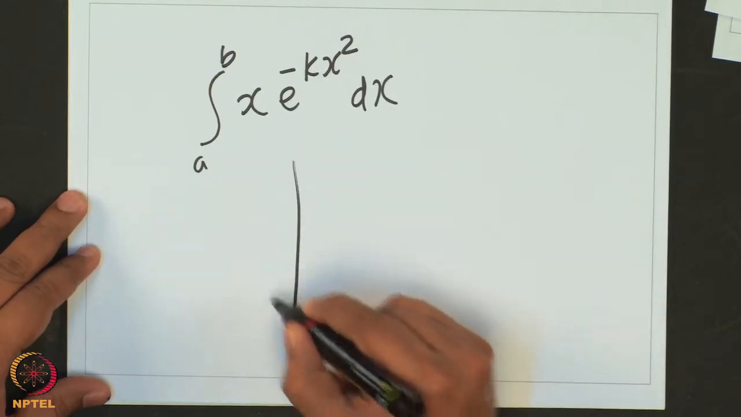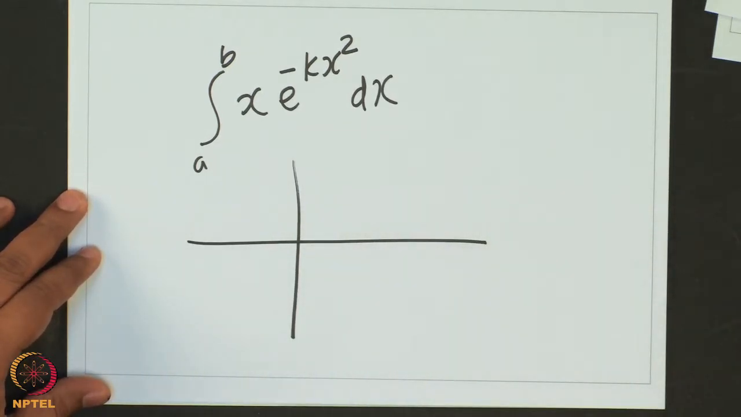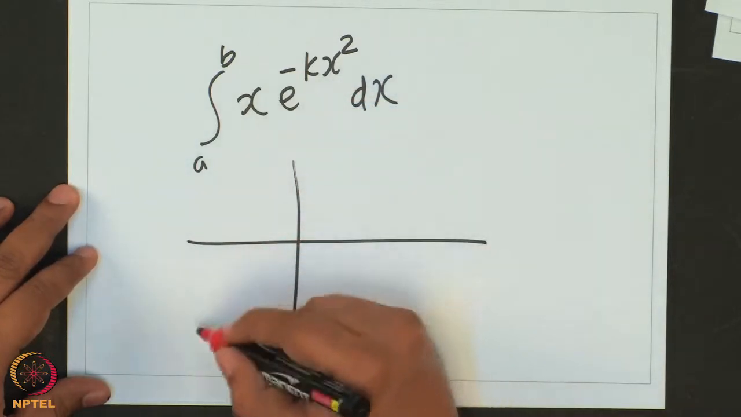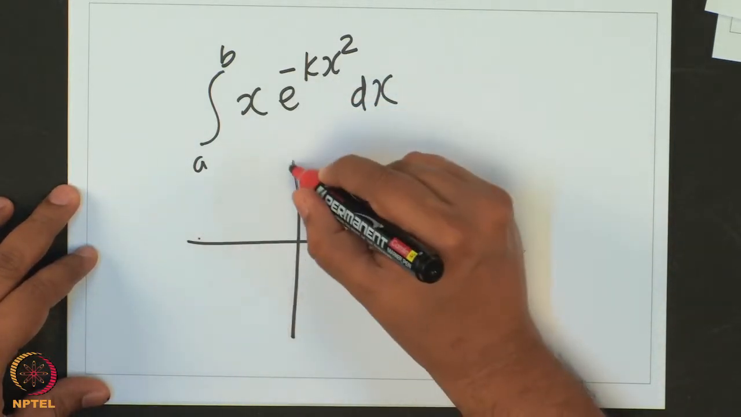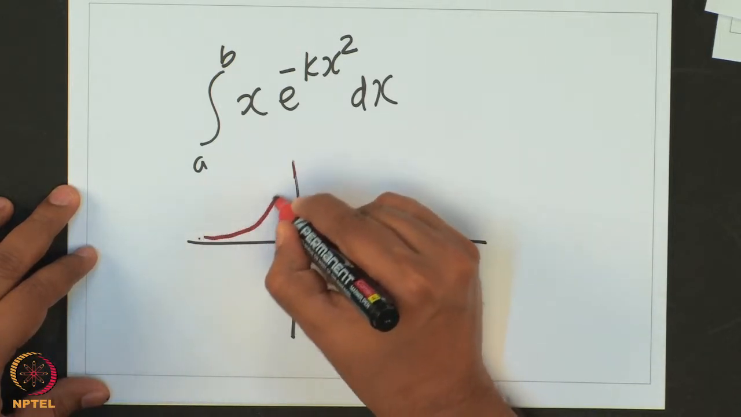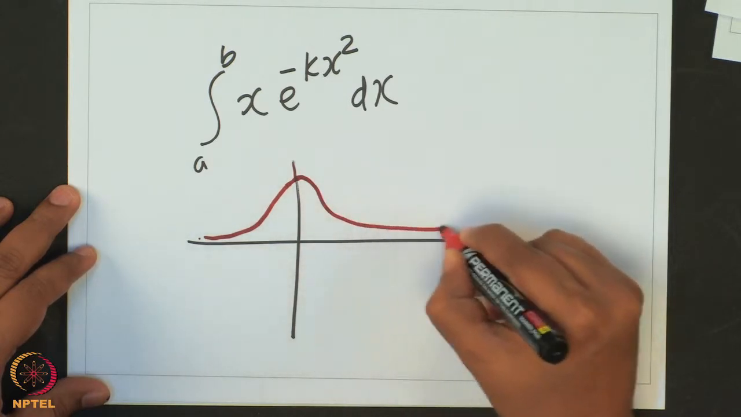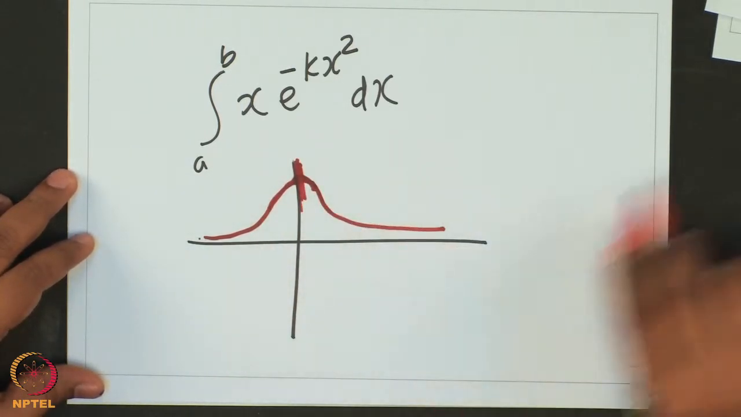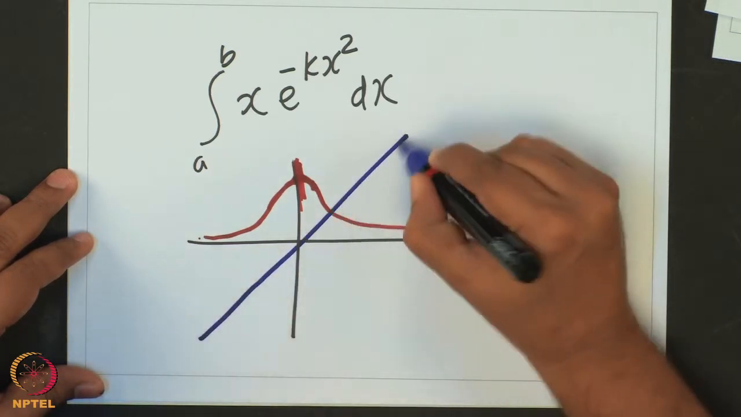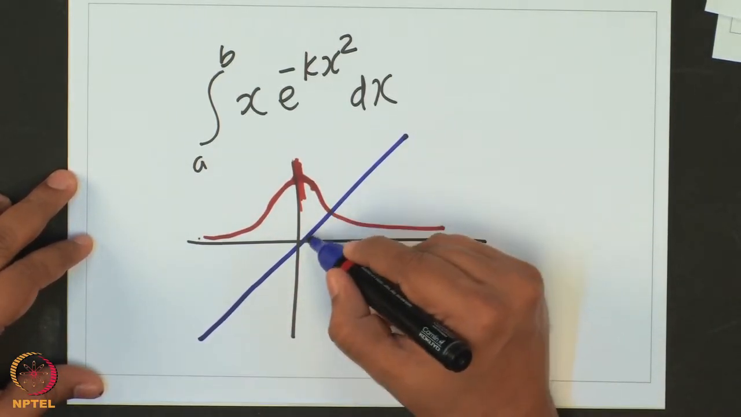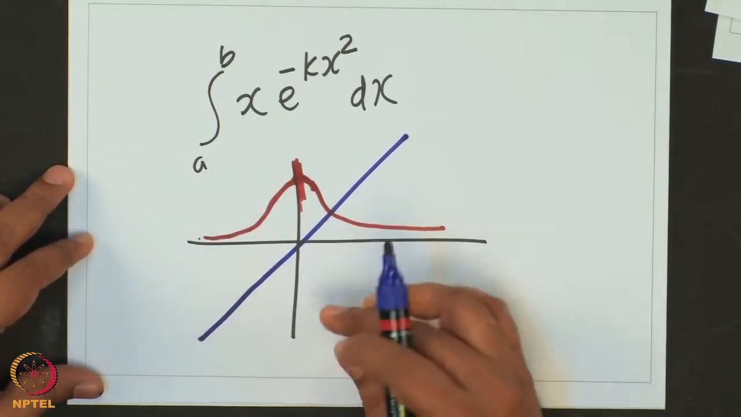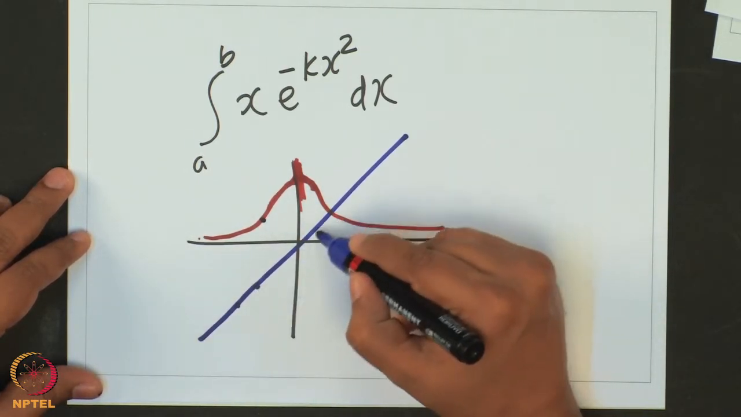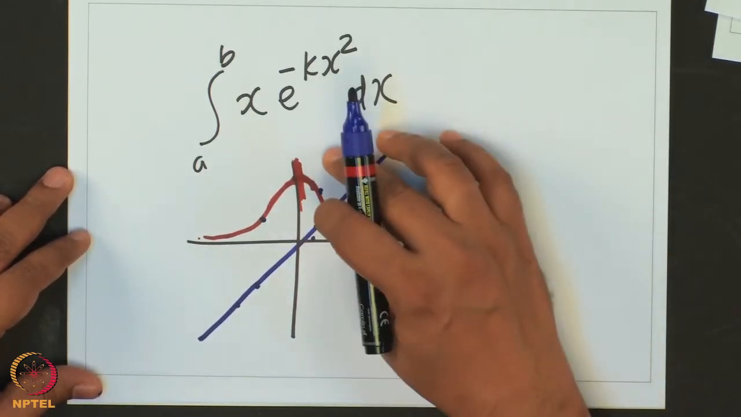So if you plot x e power minus kx square, e power minus kx square is a decreasing function. It's a symmetric function, like a normal distribution function. So a nice symmetric function like this, and x is a function like this. If I find the product, this would be positive and this would be negative. Product of a negative number times a positive number will be negative, while positive times positive will remain positive. So this will have a positive part and a negative part.